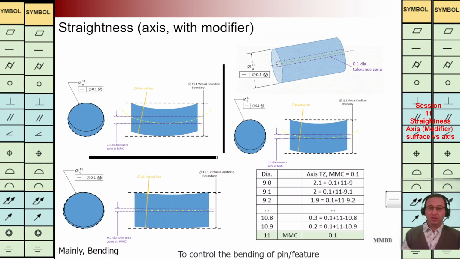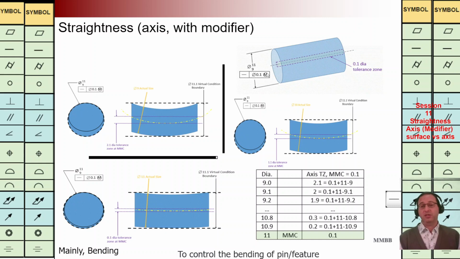Today we want to talk about straightness for axes with modifier. As we can see in this example, I'm going to show it by mouse. We have this straightness symbol here. It is connected to dimension. It means we are going to talk about the straightness of the axis of this pin.